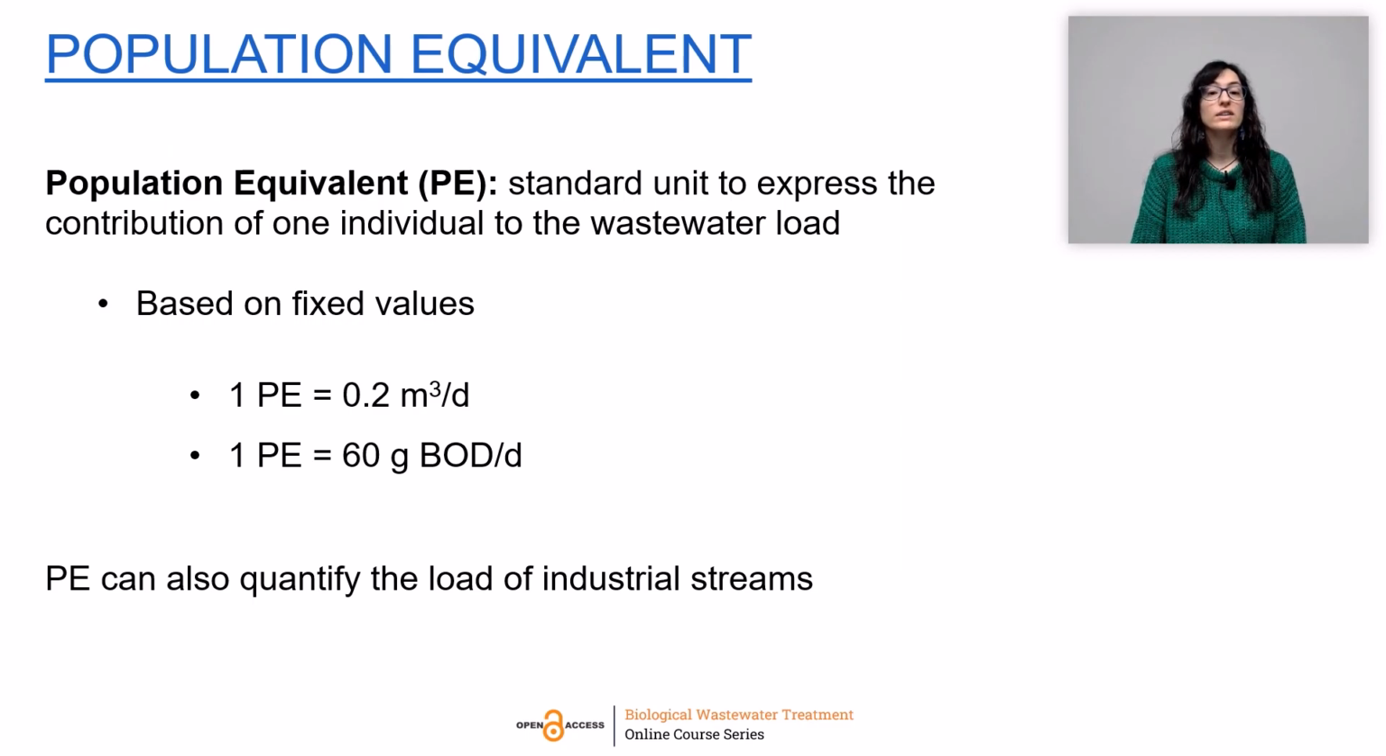The population equivalent, or per capita, is a standard unit referring to the typical contribution of one individual to the wastewater load. We can use this parameter to have an idea on the loading of the wastewater treatment plant. The population equivalent can be expressed based on different parameters. For example, we can express it in terms of flow, from which one population equivalent is equal to 0.2 cubic meter per day. And we can also express it, for example, in terms of organic load. And for this, we can use an equivalent of 60 grams of BOD per day as one population equivalent.